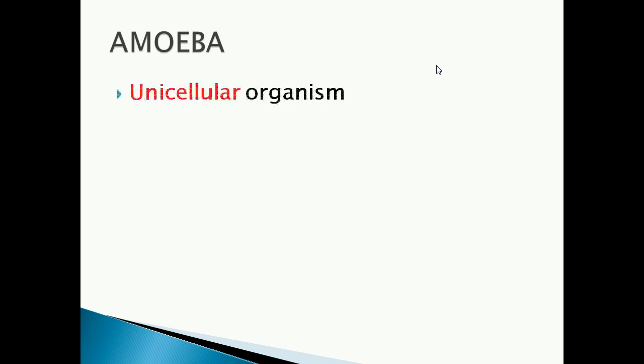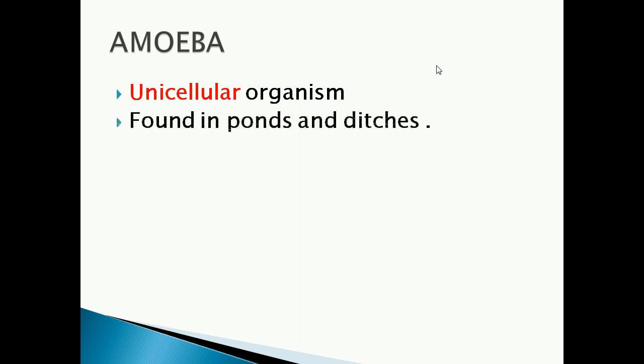Now we can see about nutrition in amoeba. Before that, we can see about amoeba. So what is meant by amoeba? Amoeba is a unicellular organism which can be seen only under a microscope because it is very small. We cannot see it with our naked eye, only through a microscope. It is found in ponds and ditches.